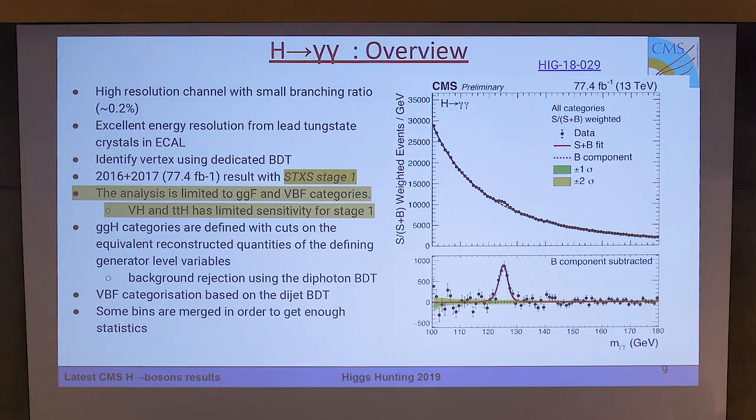So here you can see the famous diphoton invariant mass plot weighted with S over S plus B, and in the bottom you see the background component subtracted plot.